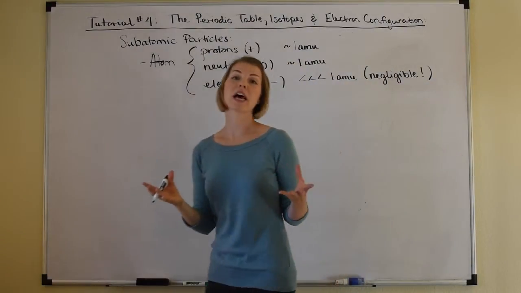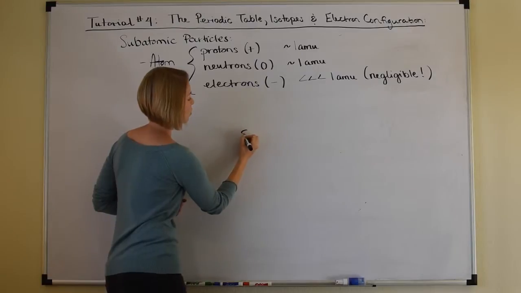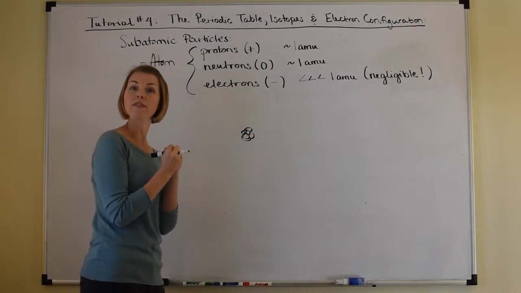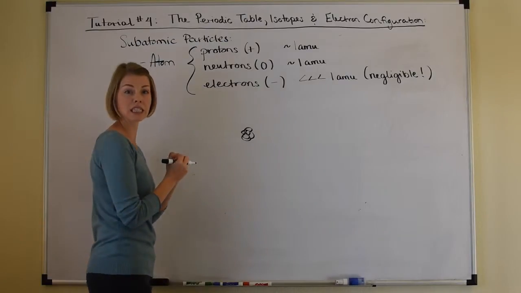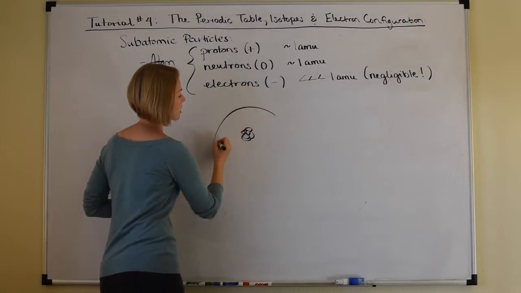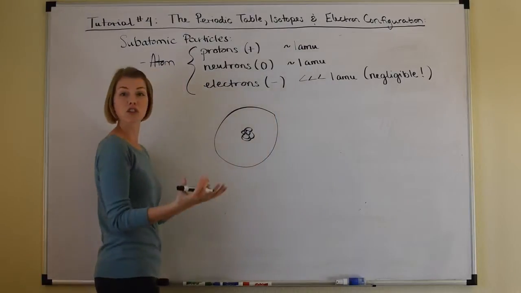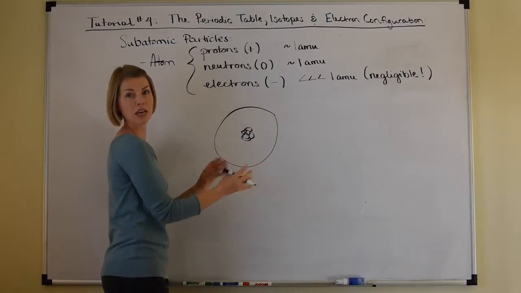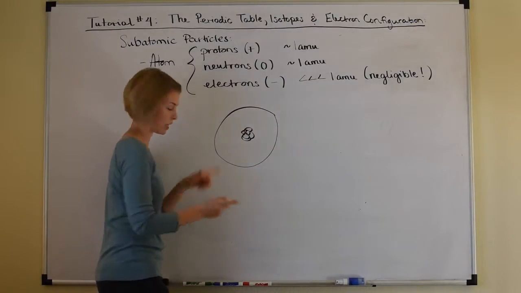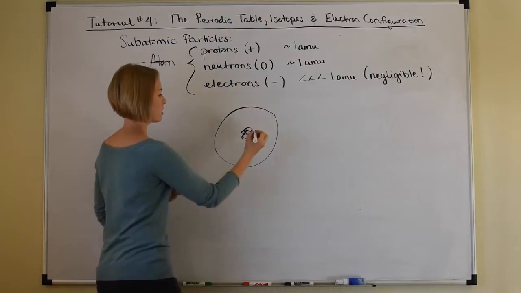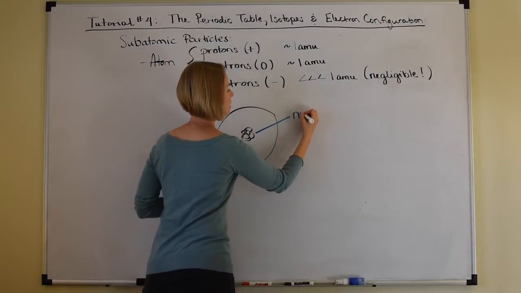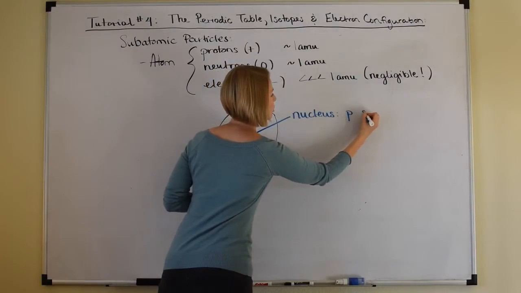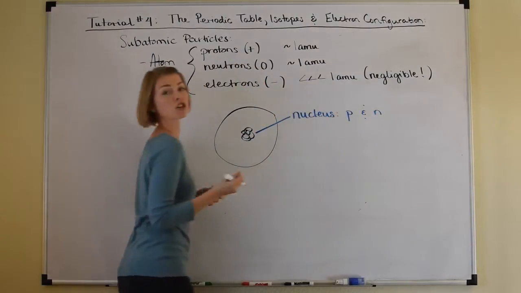And we further said in tutorial 3 that the protons and neutrons reside in the dense central core of the atom called the nucleus. And outside of the nucleus, that's where you'll find the electrons zipping around in that much more voluminous area of the atom. So let's label that with a different color. Okay, so this is the nucleus, and it contains the protons. I'm just going to write P, and the neutrons, I'll just write N.